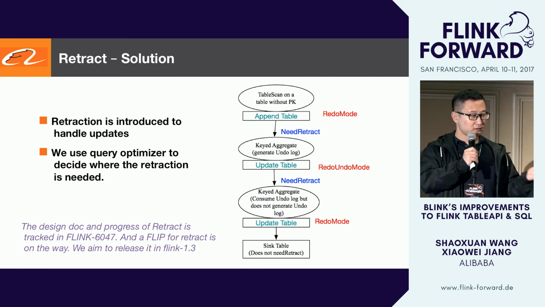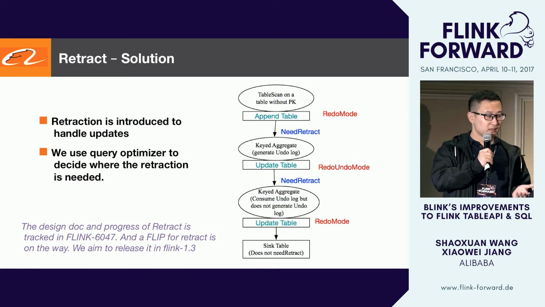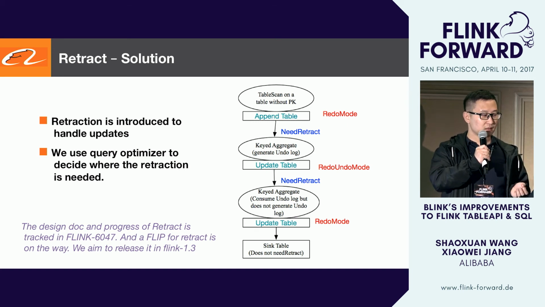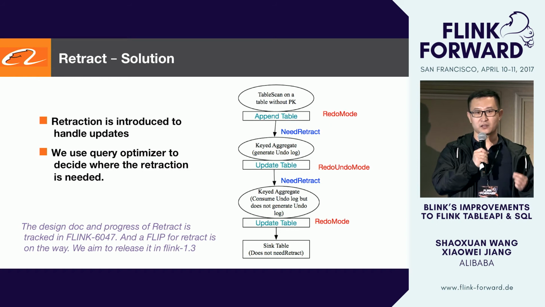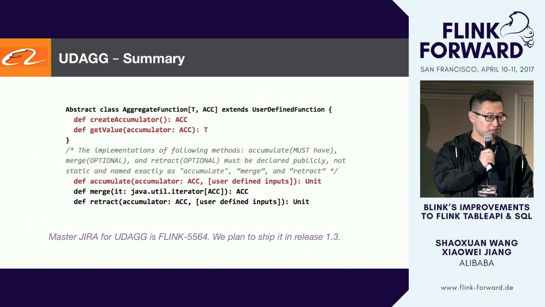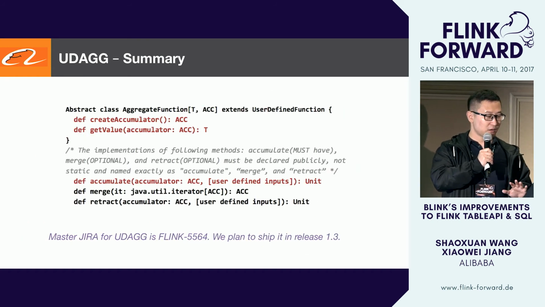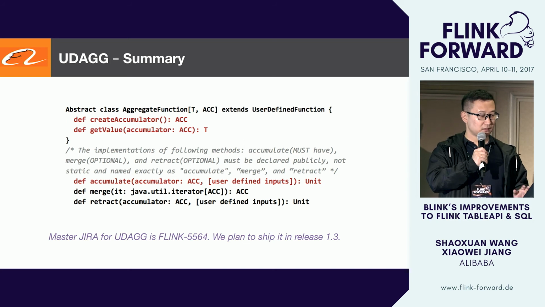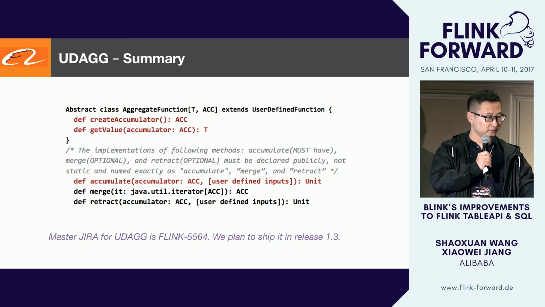Okay, so this completes the UDAGG interface. It has 2 interfaces inside the abstract class, create accumulator and get value. Then it has accumulate, merge, and a retract method. And this part is almost done. We plan to ship it in release 1.3 of Flink.